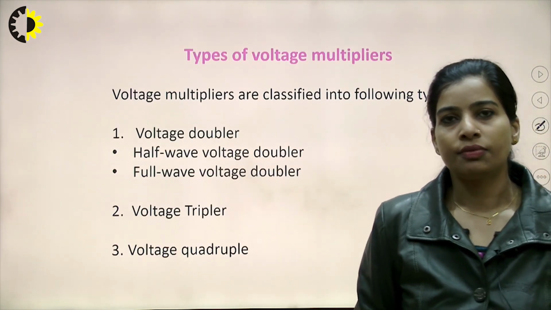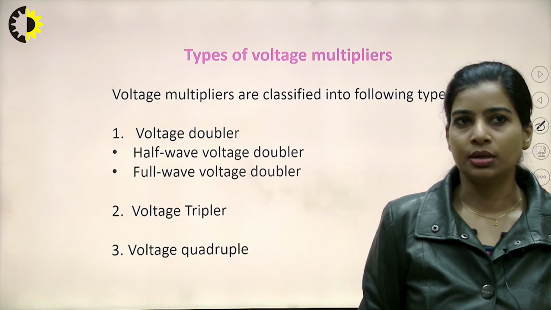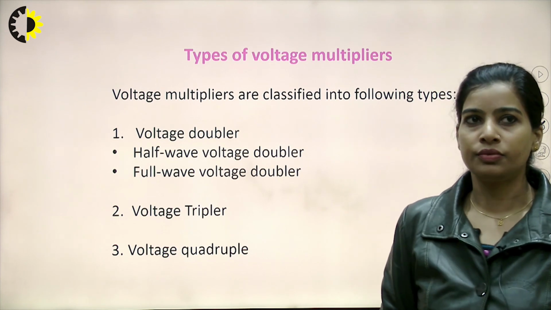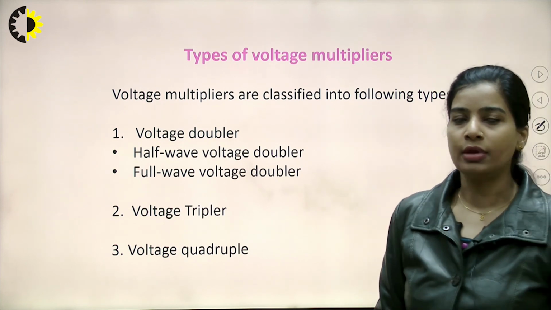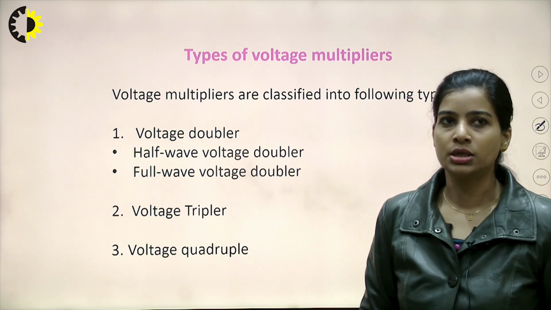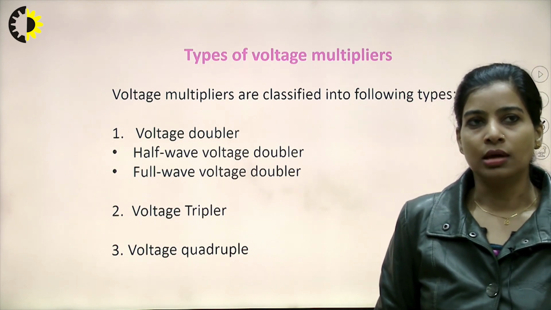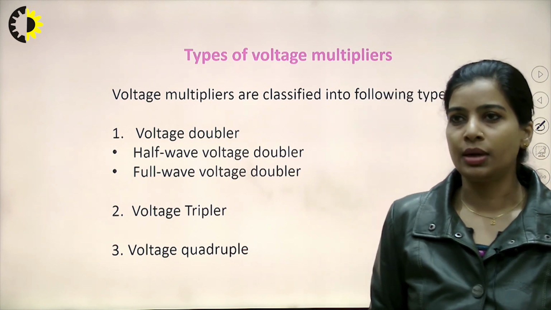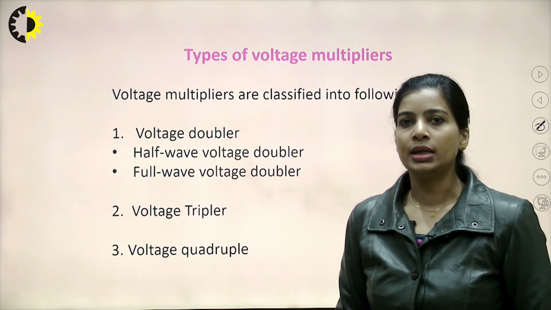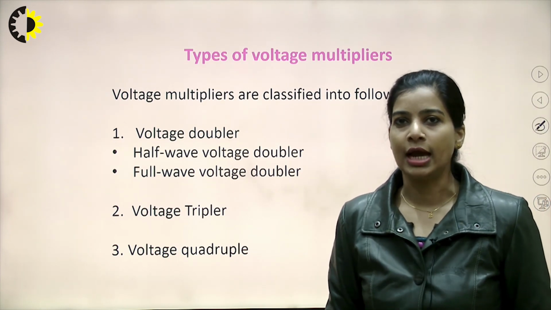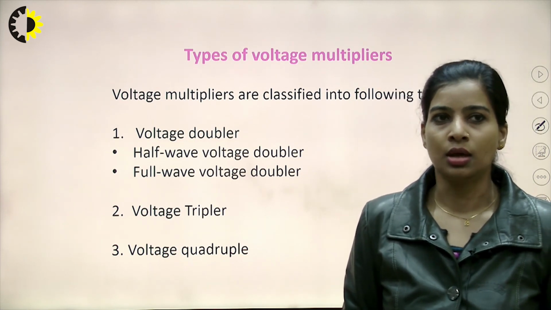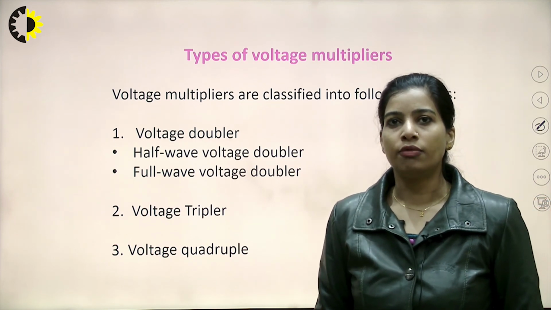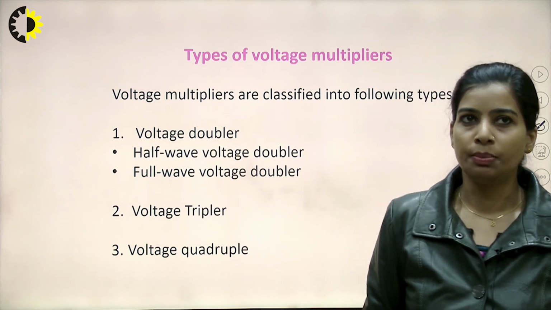Different types of multipliers are voltage doubler, tripler and quadrupler. In voltage doubler, we have two types, half wave voltage doubler and full wave voltage doubler. As the name suggests, a voltage doubler doubles the peak value of voltage. In the voltage tripler, we get an output voltage that is 3 times the input peak voltage. Similarly, in the voltage quadrupler, we get an output voltage that is 4 times the input peak voltage.